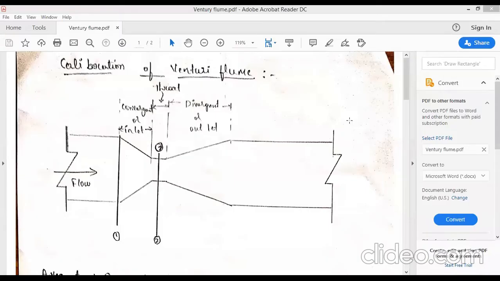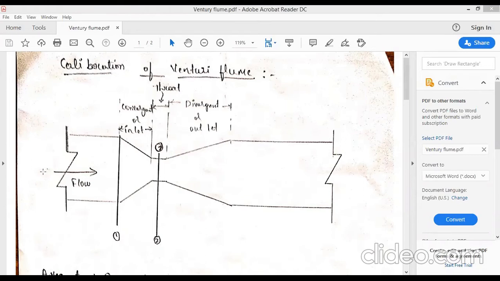Hello. Today we'll study about the calibration of a venturi flume. You have studied about the venturi meter. Venturi meter is used to find the discharge in the pipes, but venturi flume is used to find the discharge in the open channels. So in venturi flume, it has got convergent part, throat, and divergent part.